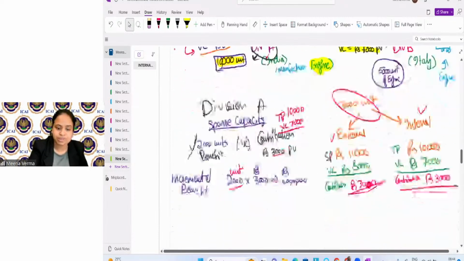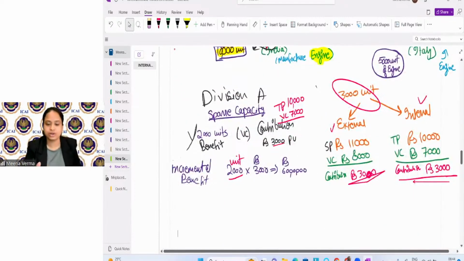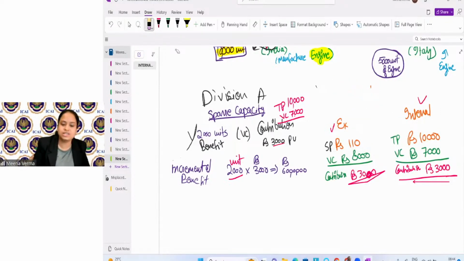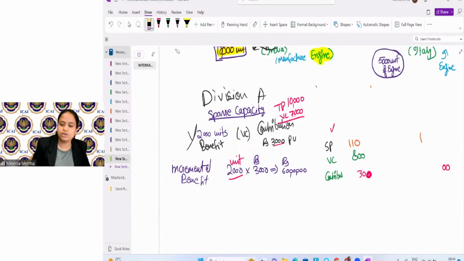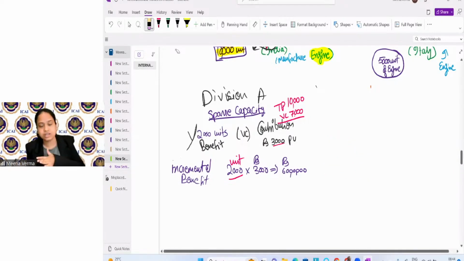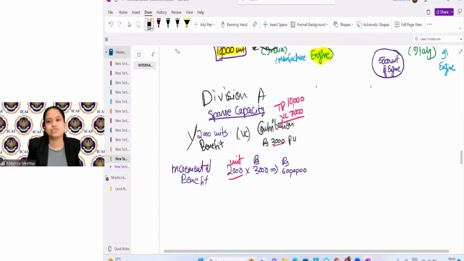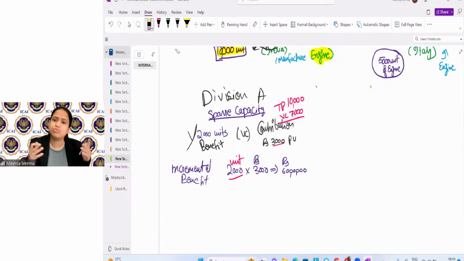Are you getting it? Please write in the comments. I just want to know whether you are understanding it or not. So the point is that there is no need to consider this now, because in both cases, whether you transfer it internally or sell it in the outside market, the Indian division is indifferent. It makes no difference to them. In both cases, the contribution is the same.